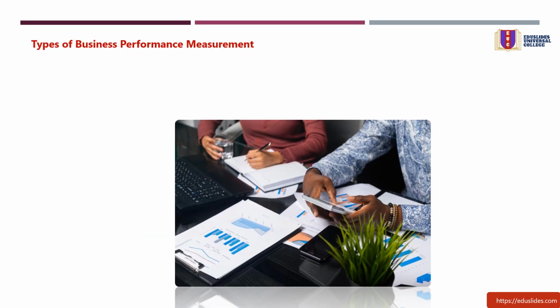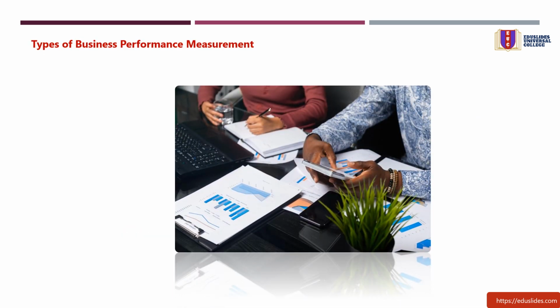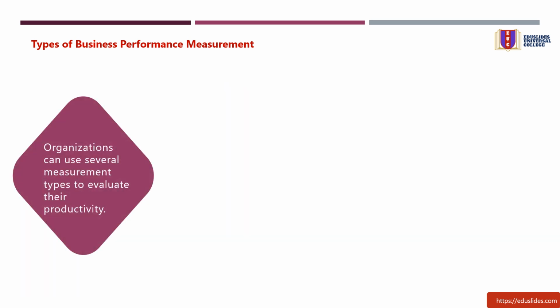Types of business performance measurement. Business performance measures may also be known as organizational performance, results, or key success indicators and are closely related to an organization's key performance indicators, KPIs. Organizations can use several measurement types to evaluate their productivity, and some of the most common types include: 1. Input-based measures. Input-based measures focus on the resources used to produce a particular output or outcome.